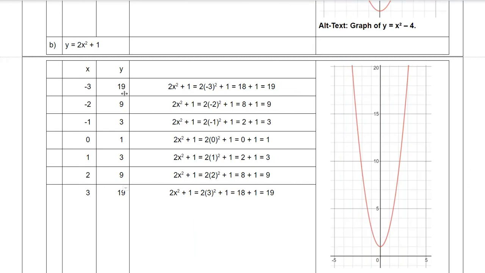So for example, this 19 is the y value here. So we would go over 3 and up to 19. That would be that point right there. Negative 2, 9 would be right here. Negative 1, 3 is that point. 0, 1 is here. And then 1, 3. So to the right 1 and up 3 would be that point right there. And then 2, 9. So over 2 and up 9, point right there. And then 3, 19. So over 3, up 19 would be that point right there.